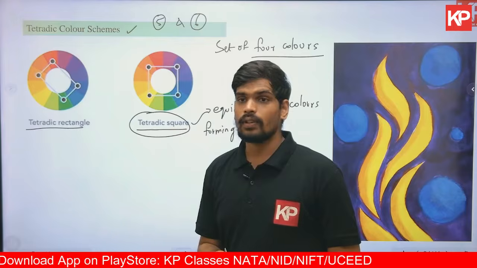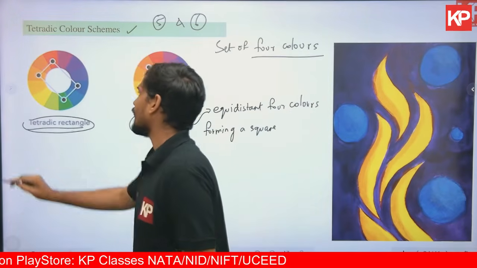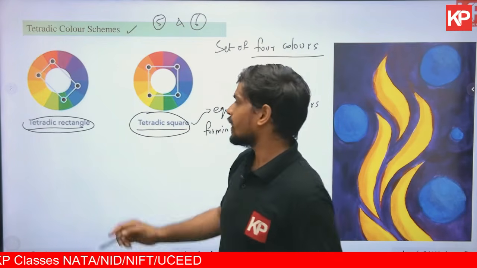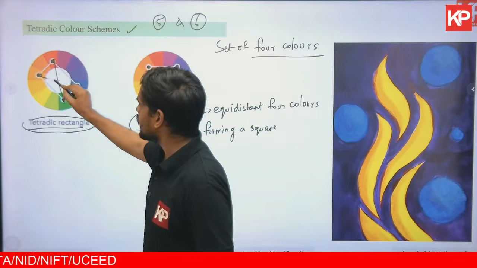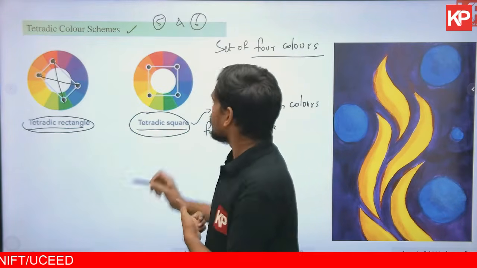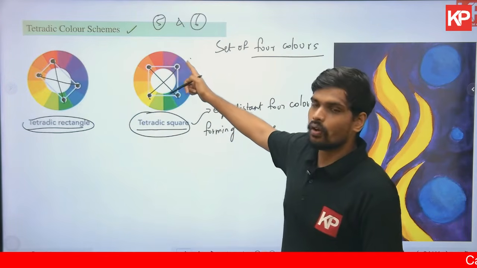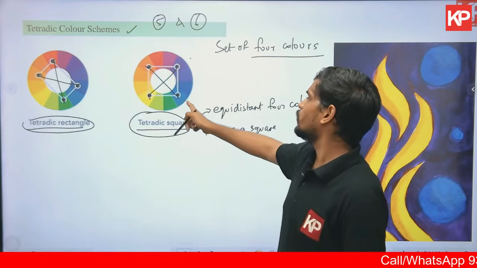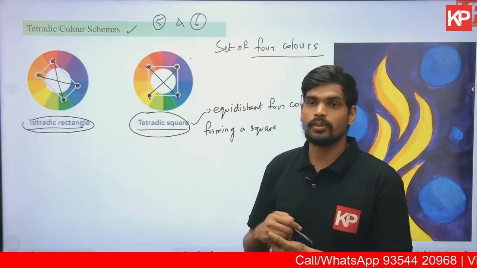If you are selecting 4 colors which form a rectangle, then it is called the tetradic rectangle color scheme. One other way to identify a tetradic rectangle color scheme is by selecting 2 sets of complementary colors. Yellow and violet are complementary colors to each other. Red and, say, orange, and also blue, green, violet. These are also diametrically opposite complementary colors.